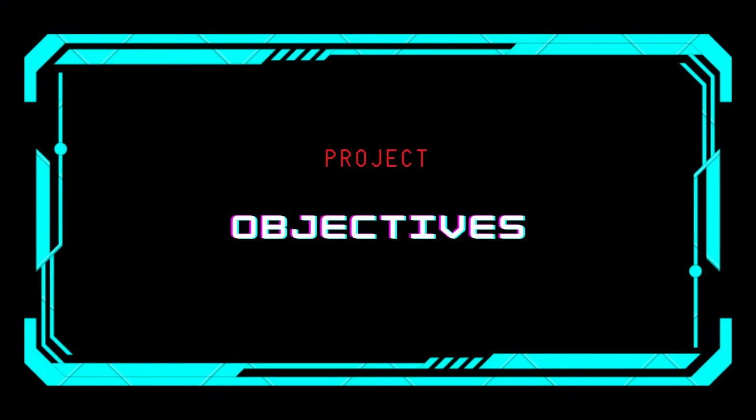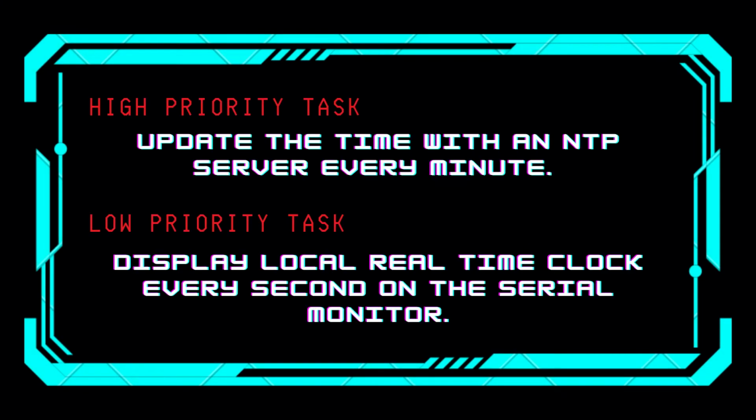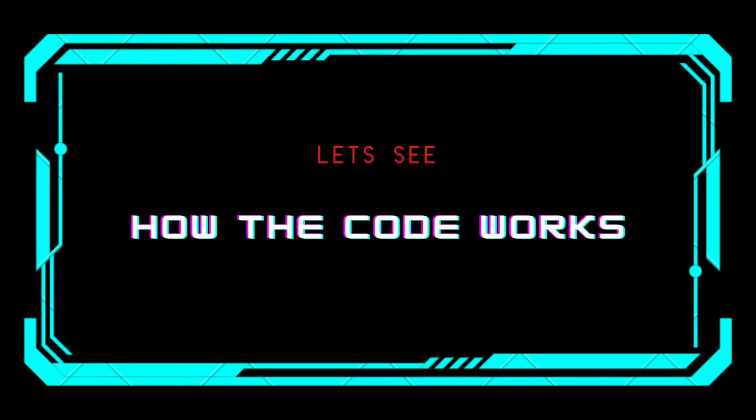In this project, we are demonstrating two tasks with two levels of priority. The highest priority task is updating the time with an NTP server every minute, and the lower priority task is displaying a local real-time clock every second on the serial monitor. We have assigned priority levels 2 and 1 accordingly. Let's see how the code works.